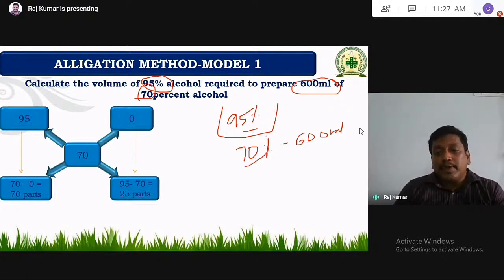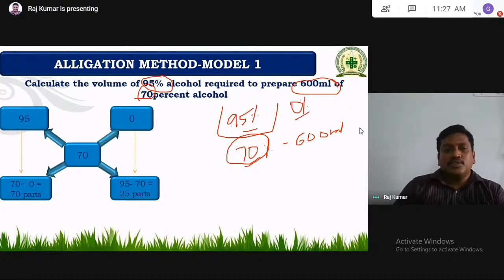So, how much do you have to prepare? 70%. This is called the required percentage. Then one is 95 and the second one is 0. There is no other concentration, so we consider it as water, nothing but 0%. So the weaker concentration will be 0, the higher or stronger concentration will be 95, and the required will be 70.